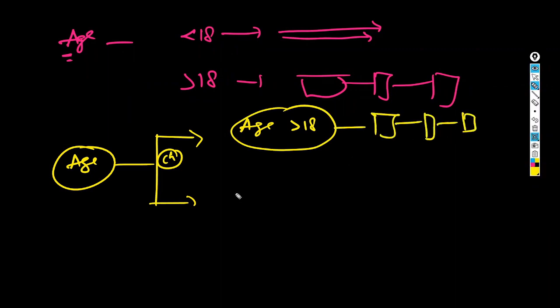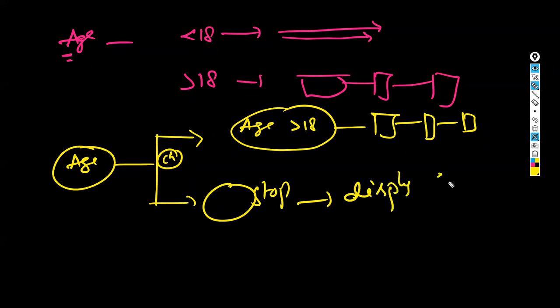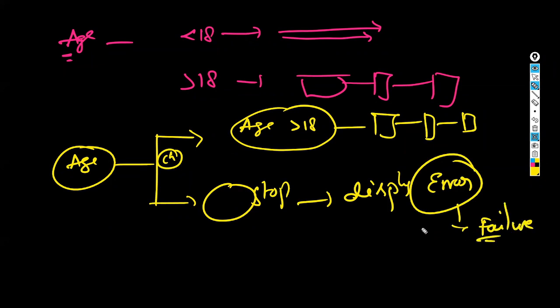If the age is less than 18, then what do you need? Stop. You want to stop the program execution, and you want to display some error message, not a success one. You want to display the failure one, right? Now my question is how we can stop the program execution and how we can show the failure status.